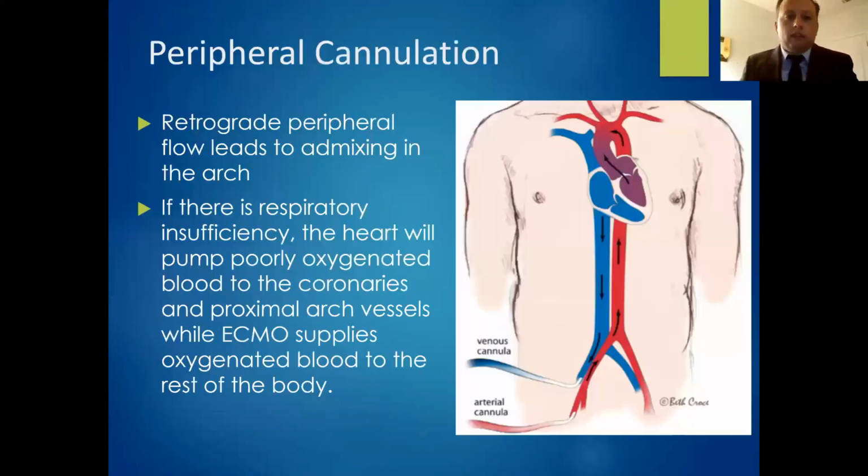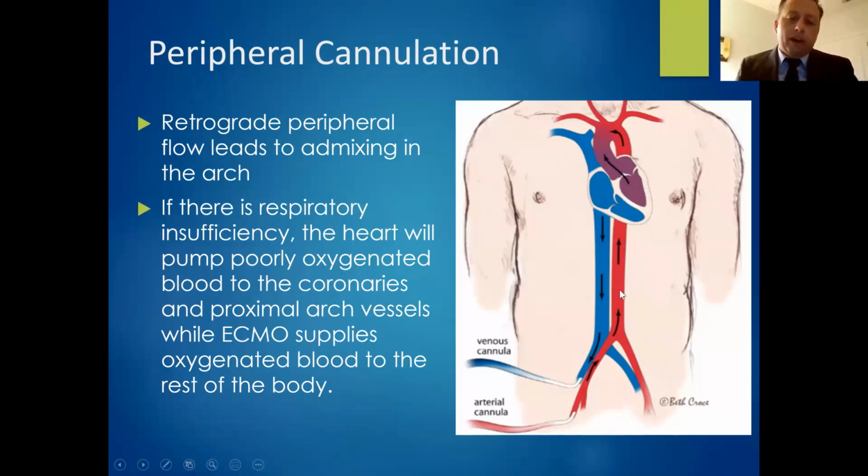So once again, this is the peripheral cannulation. As you cannulate into the leg, blood doesn't just move forward and supply blood flow to that leg. Nature abhors a vacuum, and so the blood will actually go backwards. And how far up it goes is dependent upon what your LV function is, as well as what speed you're running your ECMO at.